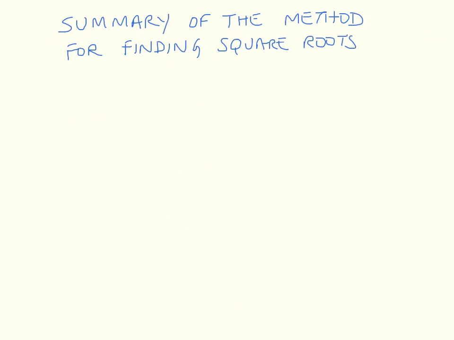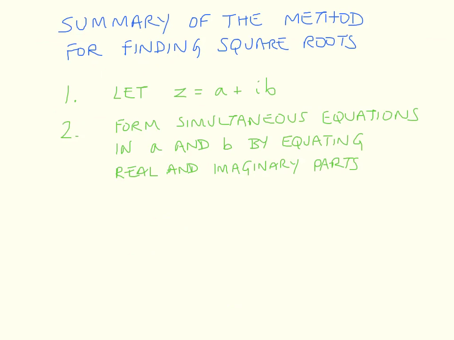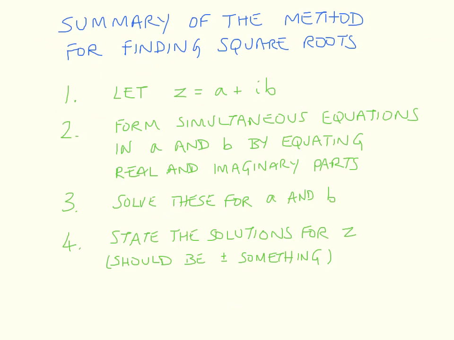Here's a summary of the method. Substitute in a plus ib for z, expand the brackets, and equate real and imaginary parts to make simultaneous equations in a and b. These equations can be solved, and when you write down the solutions for z, you should see that they're plus or minus something, because you're taking square roots.